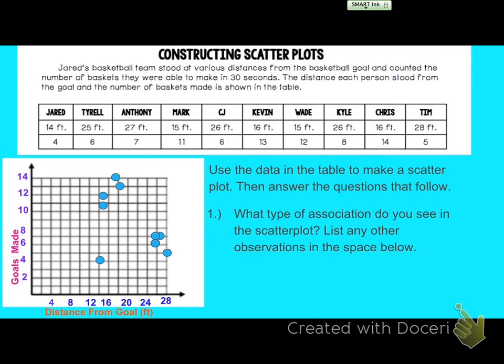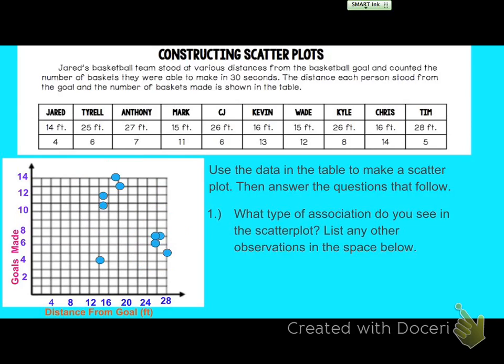So one thing I want you to notice is that you have clusters. This is a cluster, this is a cluster. Does everybody see the clusters here? Okay. It says use the data in the table to make a scatter plot, which we already did, then answer the questions that follow.